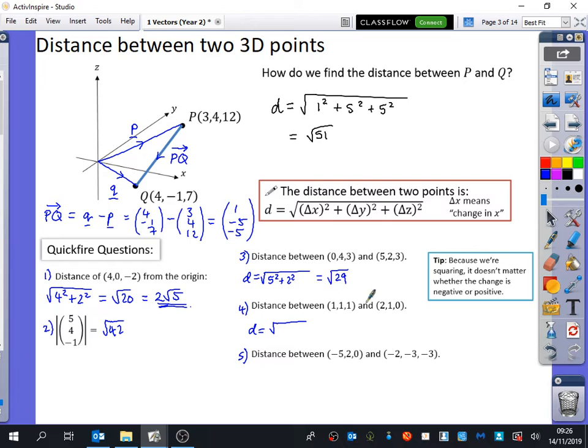So you've got the 1, the 0 and the 1, so you've got 1 squared and 1 squared, which is root 2. And the last one, Hisham, did you get this last one done? 3 squared plus 5 squared plus 3 squared is root, how much? 43, okay.